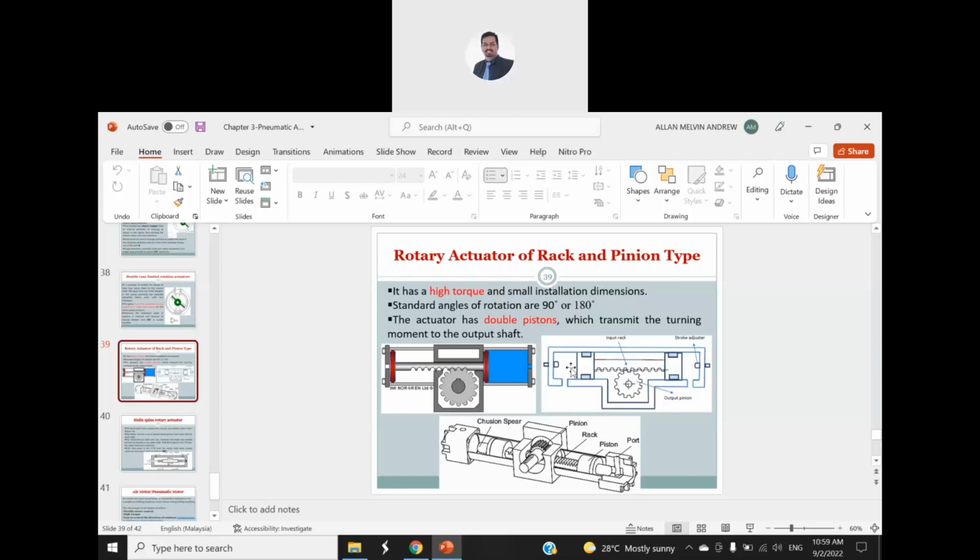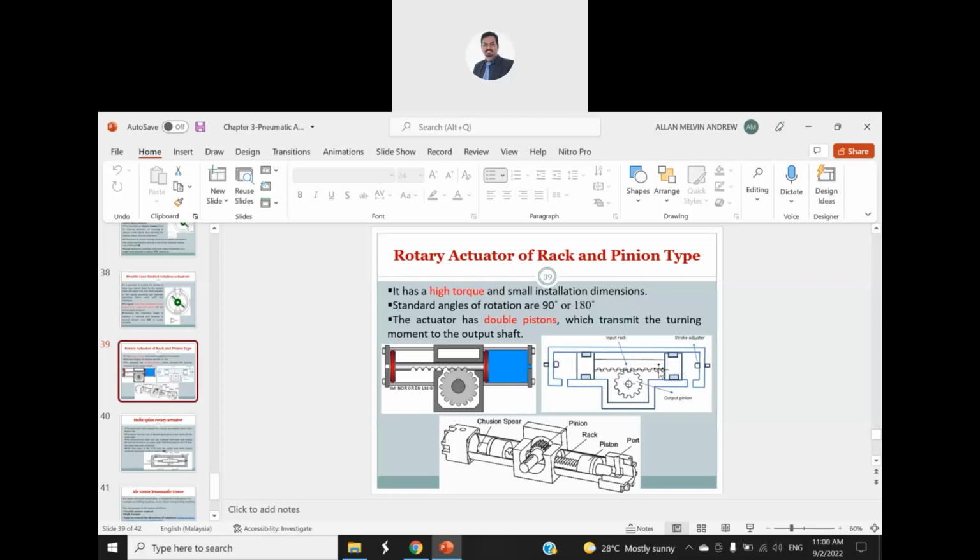So you can see here clearly. When the compressed air enters here, your rack will move to the right hand side. When it moves, it's a linear movement, but it is attached to the gear, which is the output pinion. So this is rack, this is pinion. So when the rack moves to the right, it will start to rotate.